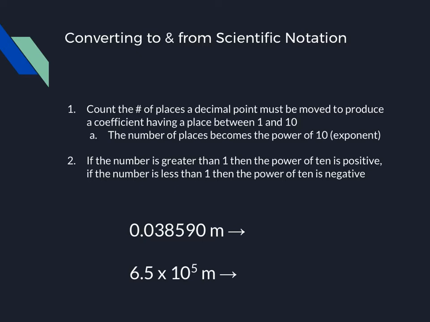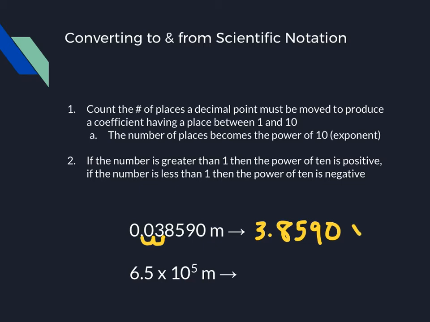If the original number was greater than 1, then the power of 10 is positive. If the original number was less than 1, then the power of 10 is negative. So if we look at this first one, I need to move the decimal over 2 spots in order to get it in between a 1 and a 10. And then what I have left is 3.8590. I have to include that last 0 right here in my coefficient because it is significant in the original number.